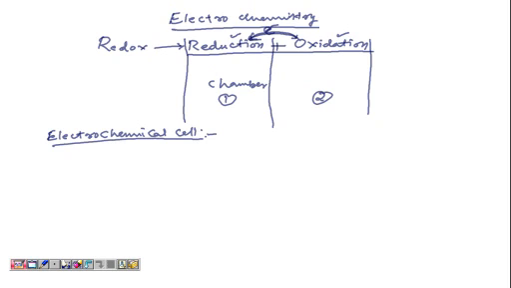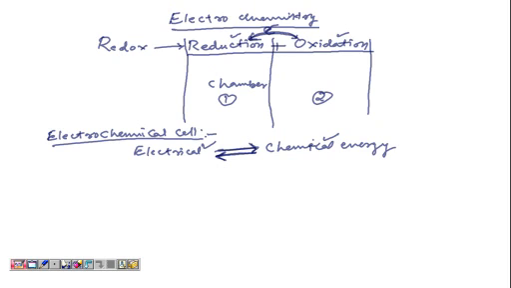Electrochemical cell means a cell involving the conversion of electrical energy to chemical energy. That means electrical energy is converted into chemical energy, or chemical energy can also be converted into electrical energy. These interconversions we are going to study in the branch of chemistry called electrochemistry. Electrochemistry is the branch of chemistry where we study the spontaneous conversion of chemical energy to electrical energy and the non-spontaneous conversion of electrical energy into chemical energy. So these conversions we are going to study.